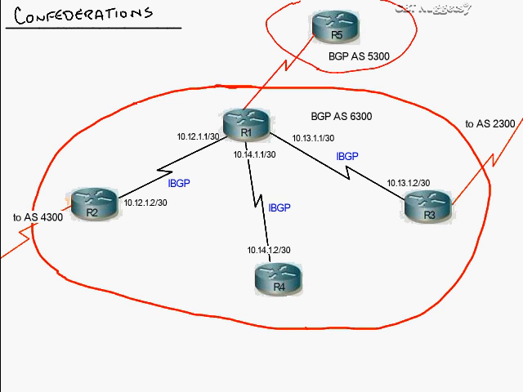Now, I don't have in this lab environment thousands of routers that a service router will have.